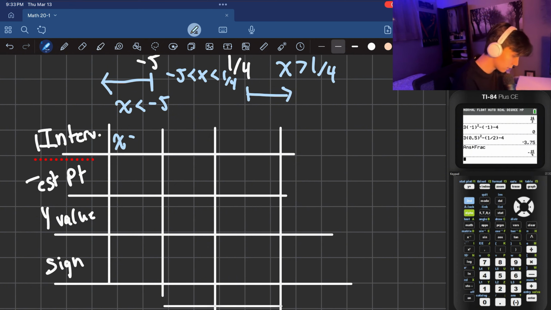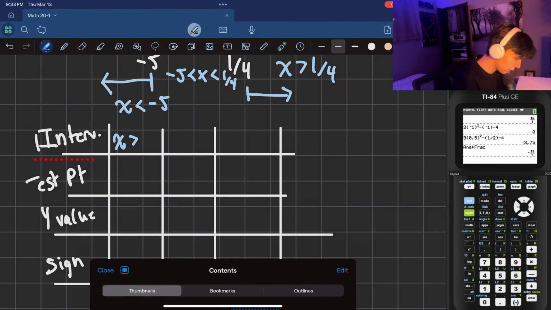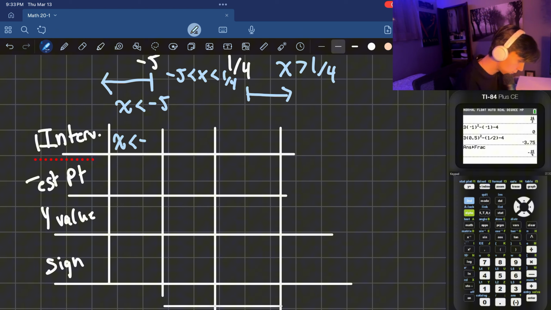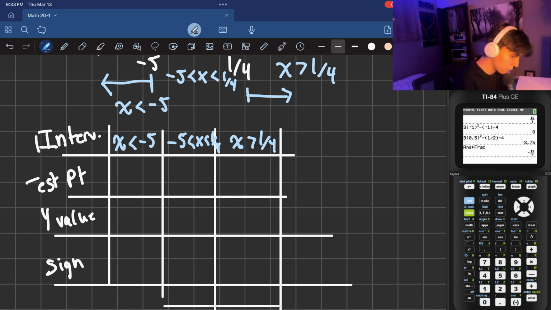So we have x is less than -5, then -5 less than x less than 1/4. Then you have this last one over here, just going to be x is greater than 1/4.